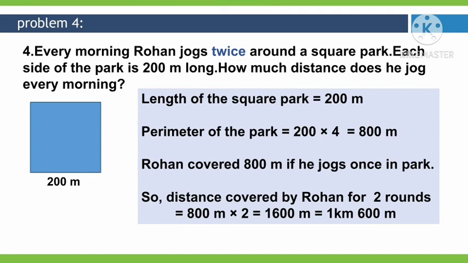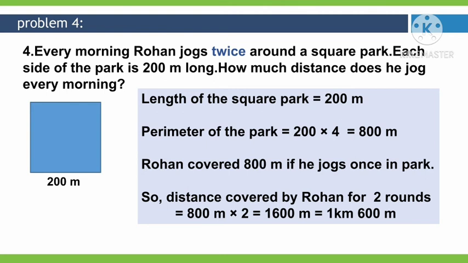So we know the length of the park is 200 meter. So the perimeter of the square park is, we have to add 200 four times. Instead you can multiply it by 4. So it is 800 meter. So when Rohan jogs once around the park, he is covering 800 meter.